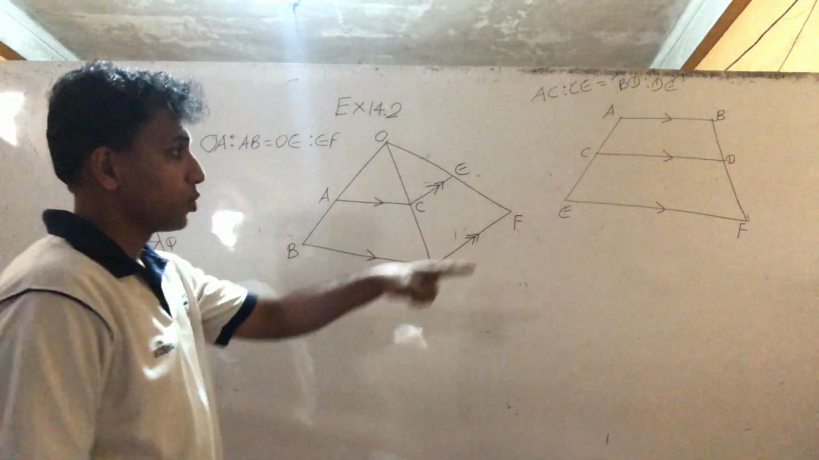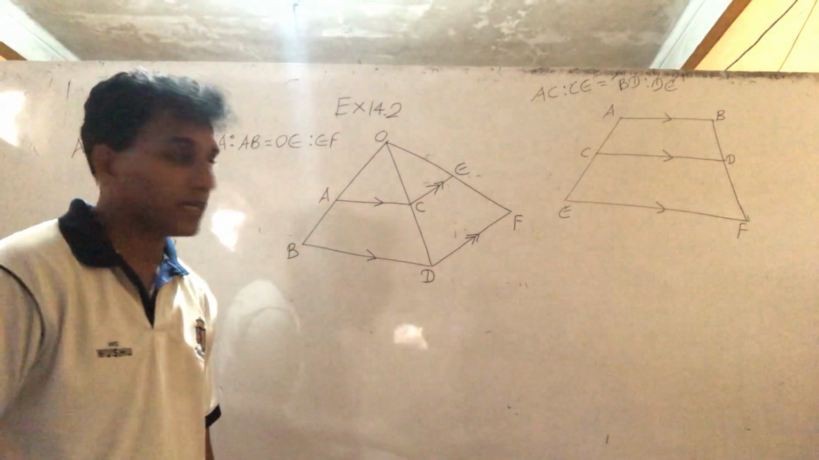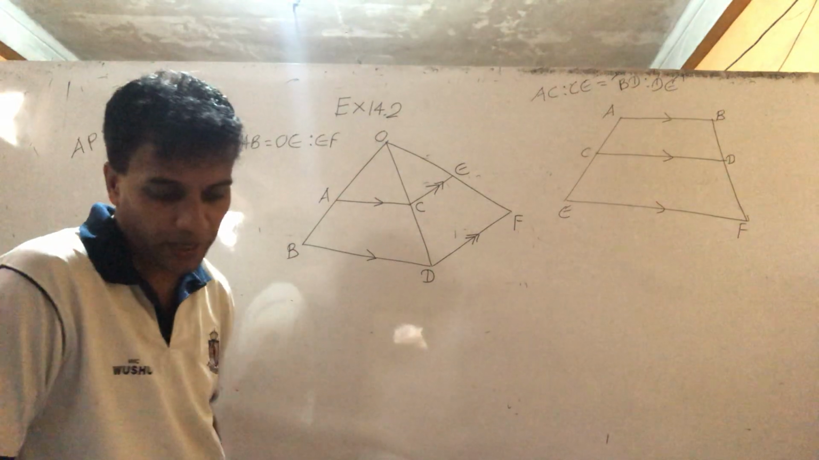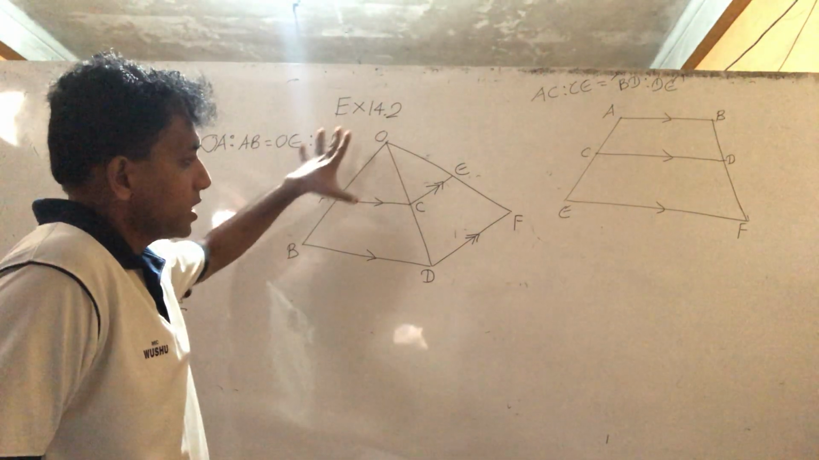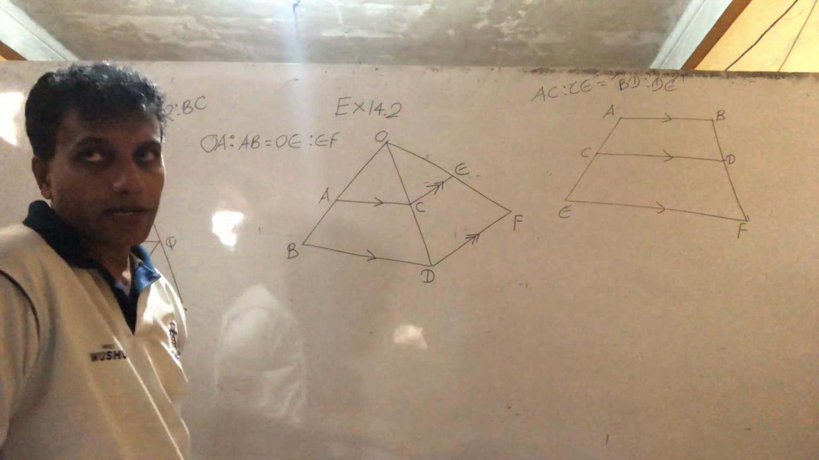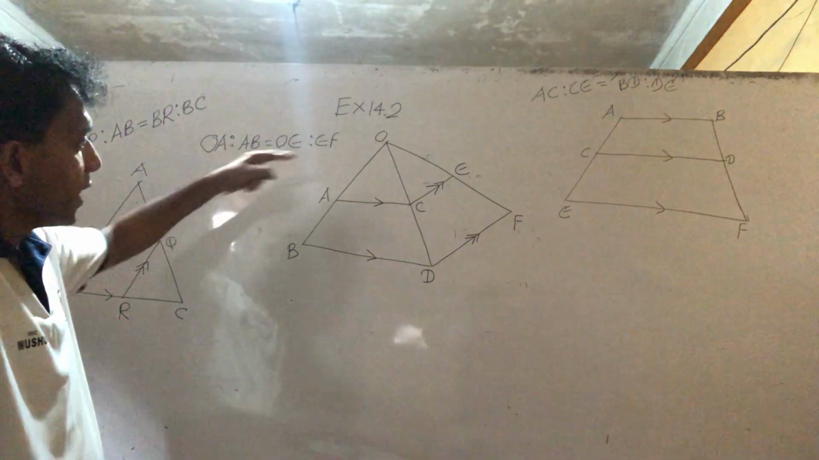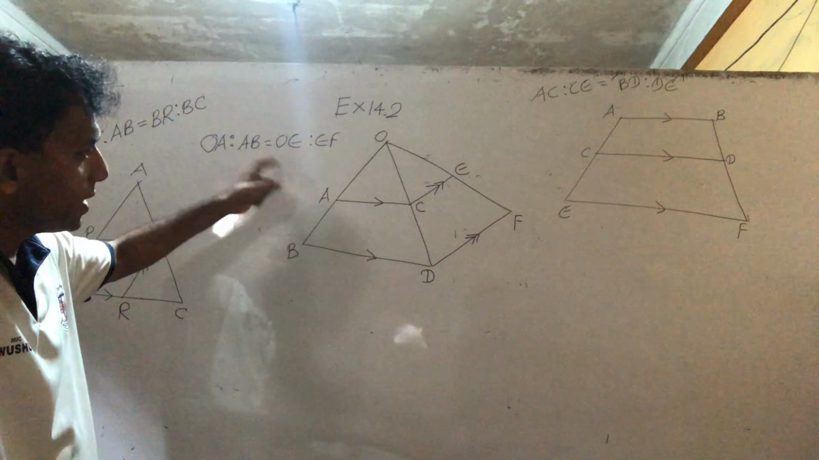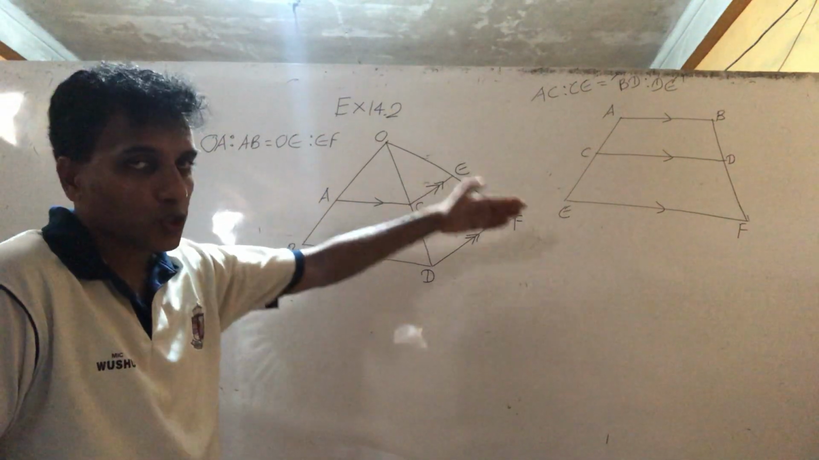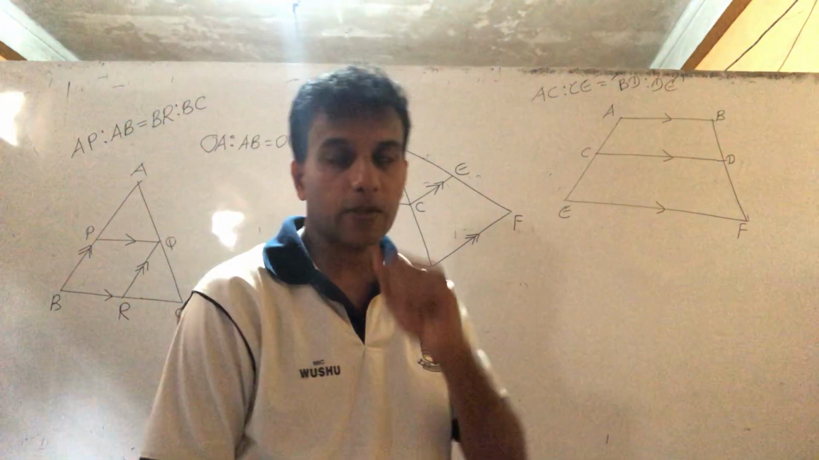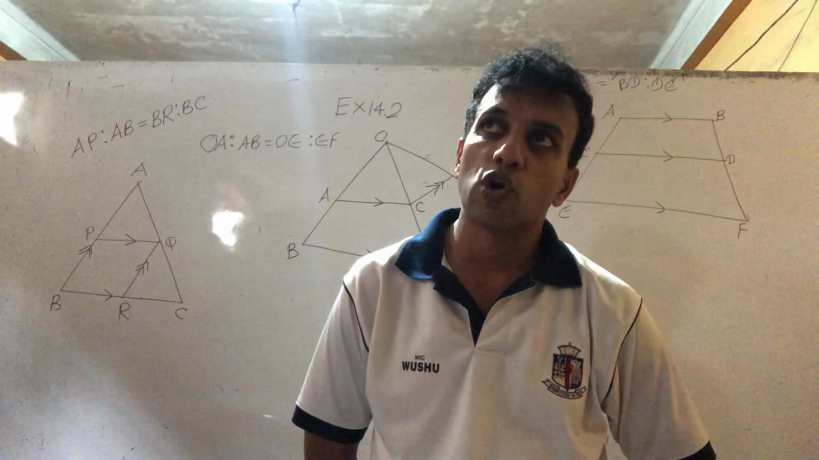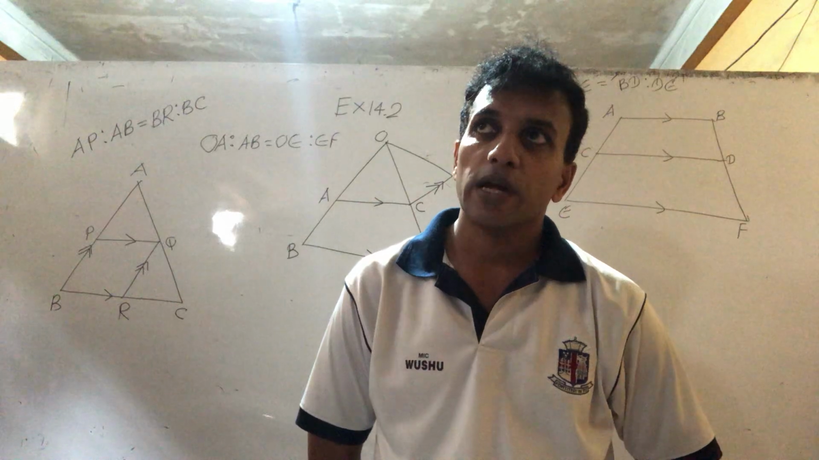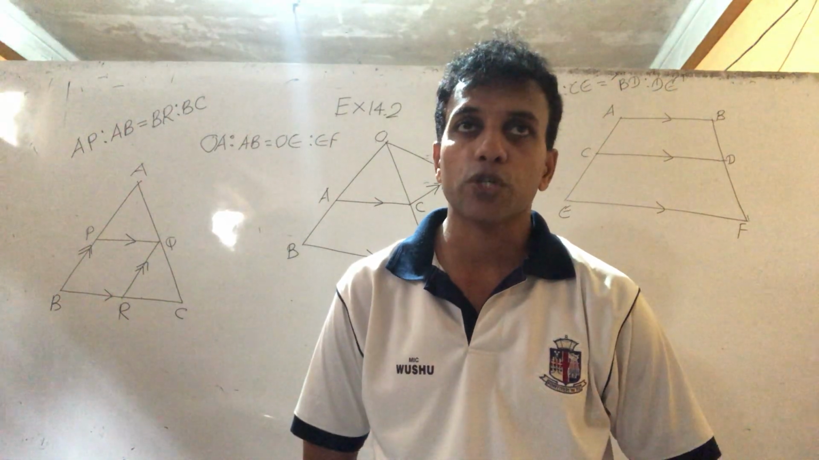We've already drawn this diagram. See this question on your page 84, right? The diagram is given. Prove that OA is to AB equals OE is to EF. A simple question. So what did we learn for a triangle? In a triangle, a line drawn parallel to a side divides the other two proportionally.